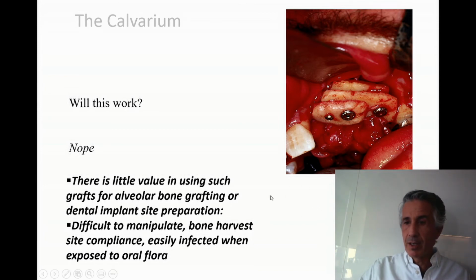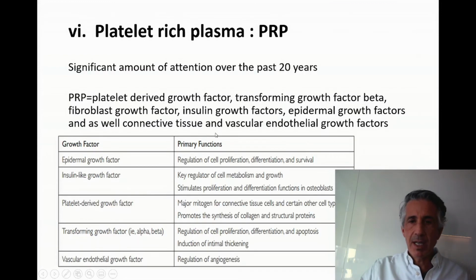So this will just get completely infected, and I think it did fail. And then here you go, making a scar in the patient's head. I don't know the story behind this, but anyways, calvarium is not really useful. Then you get the opposite.